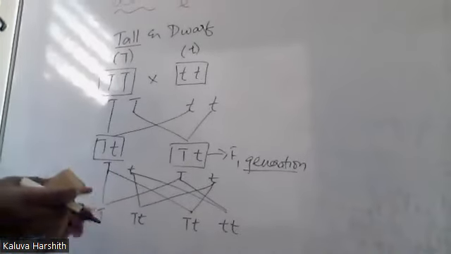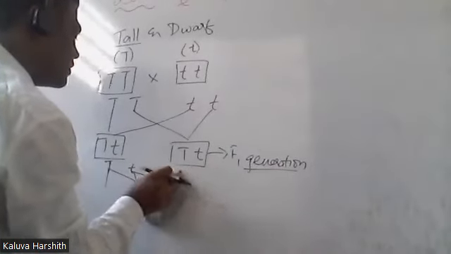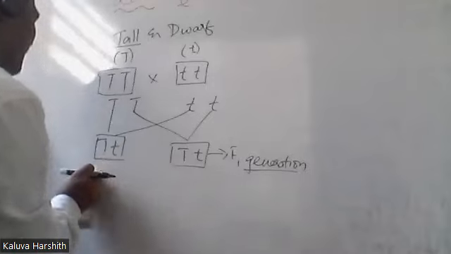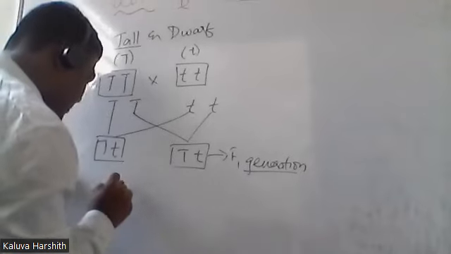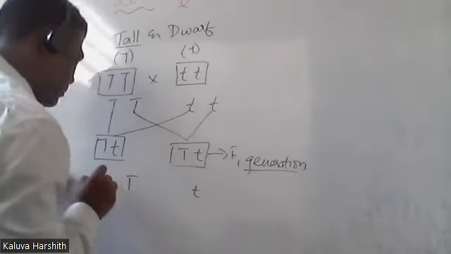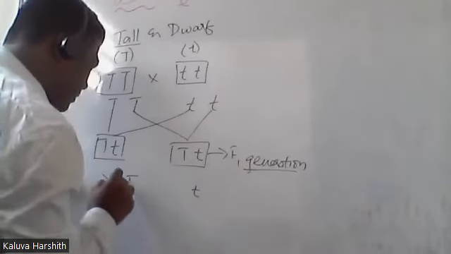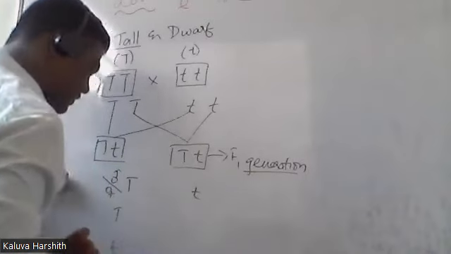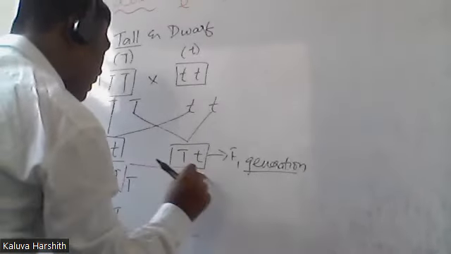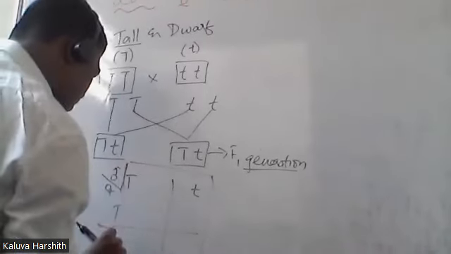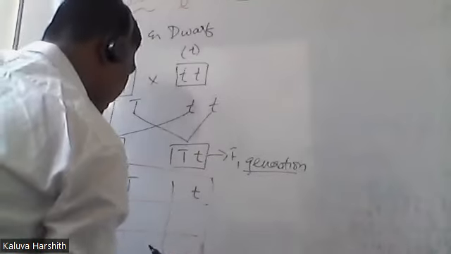To avoid this complication, a scientist called Punnett, an English dentist, has given the Punnett square board. The Punnett square board is represented like this. Here we write the male characters, and here the female characters, and then we draw a box like this. So this is the Punnett square.